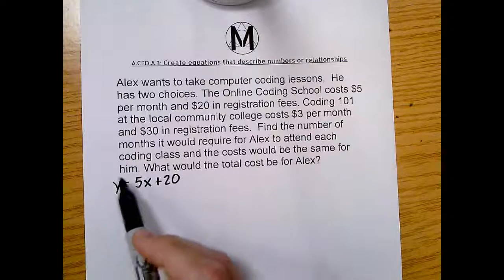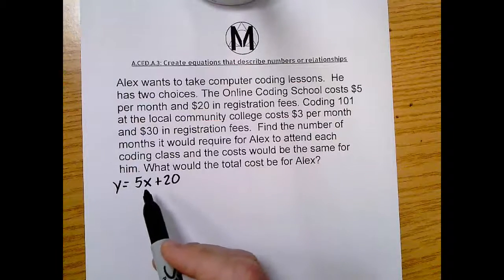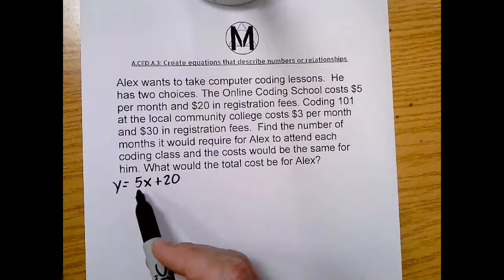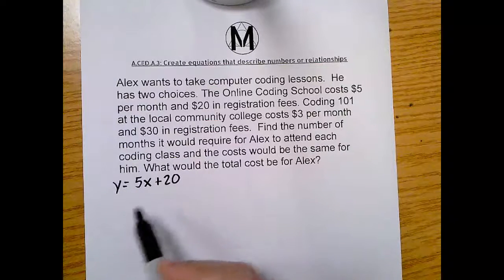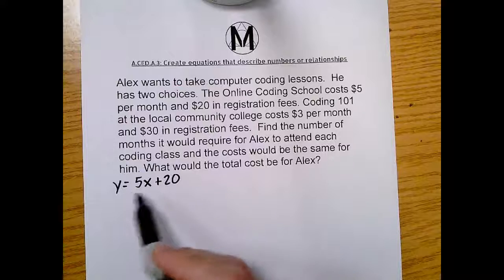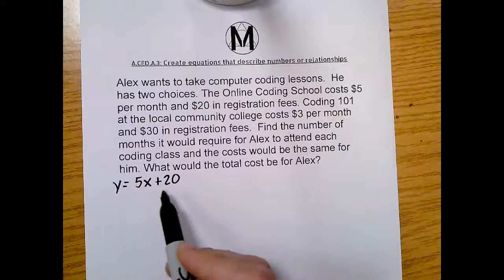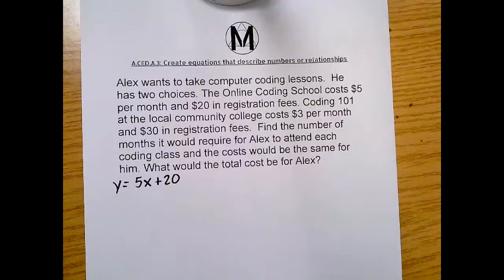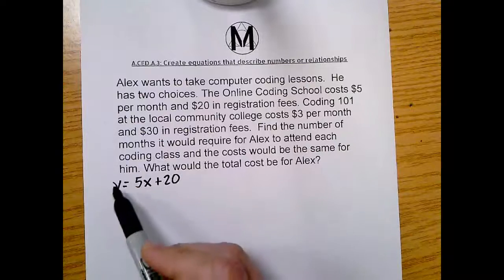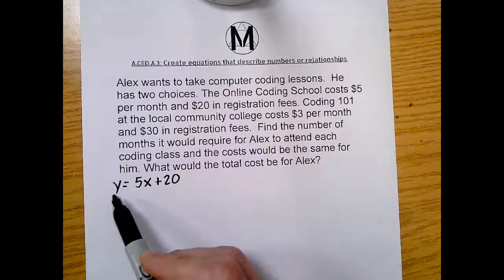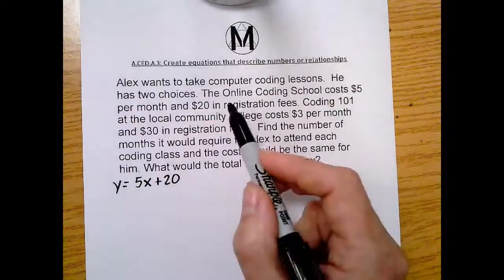And this y is the total cost, right? If it was 1 month, he'd pay 25 bucks. Y, the total cost, would be 25. If it was 2 months, it'd be $30. 5 times 2 is 10, plus 20 is 30. So the total cost would be $30. So we need to remember that y is money, the total cost. All right. So that's the online coding school.